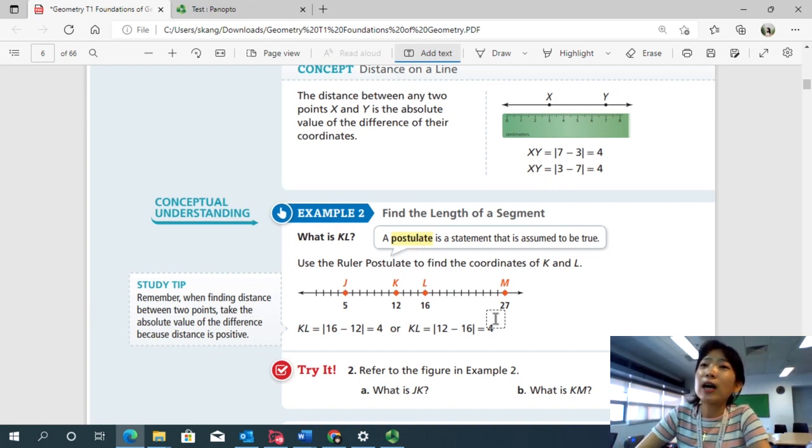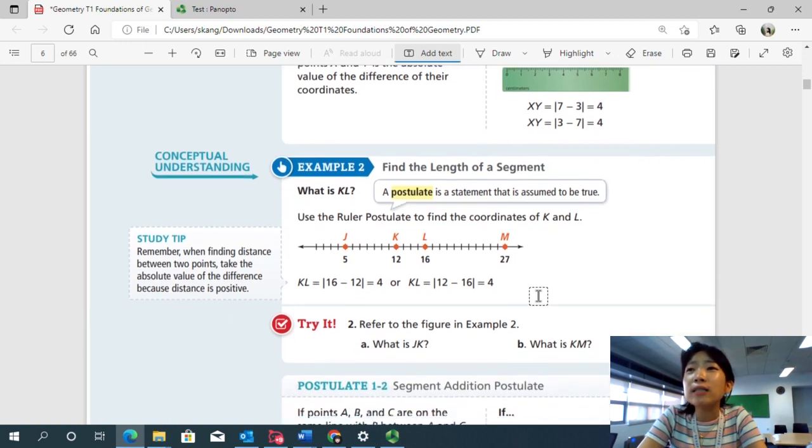All right, let's look at try number 2. Refer to the figure in example 2. What is the distance between J and K, and what is the distance between K and M? Figure this out by yourself. Come back when you're ready.